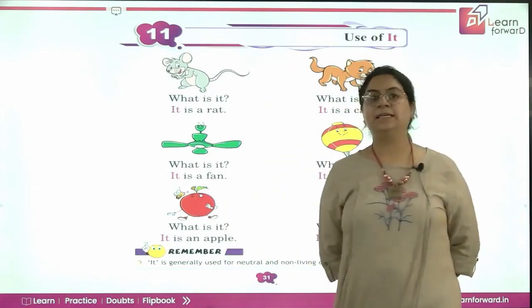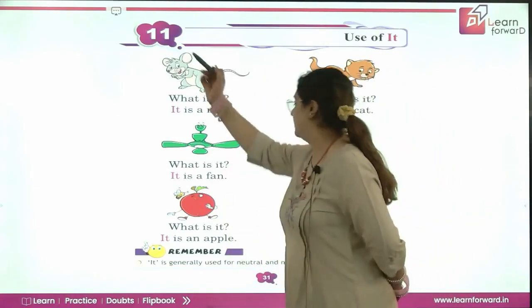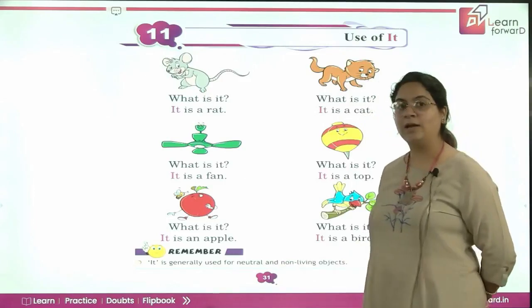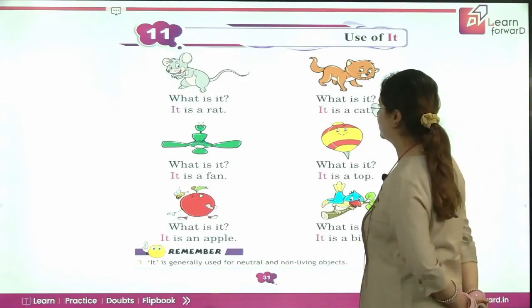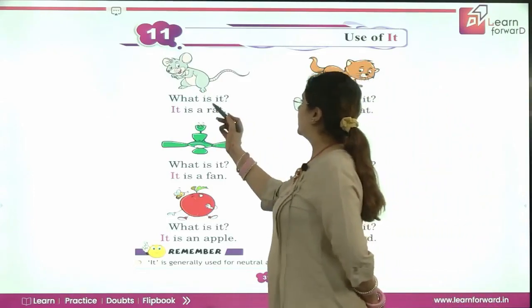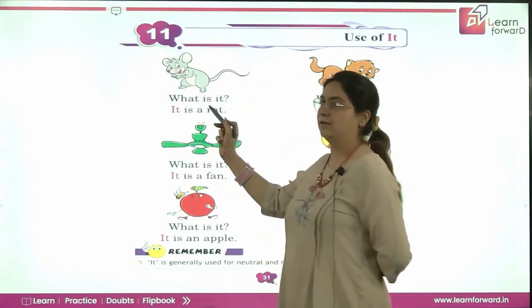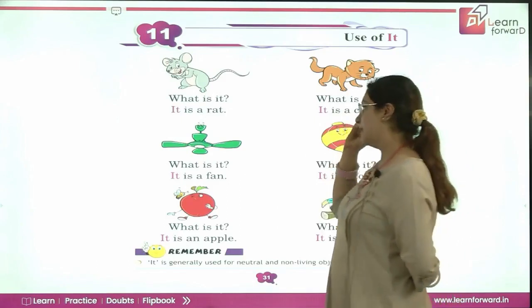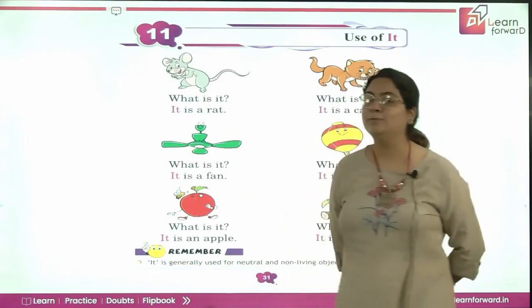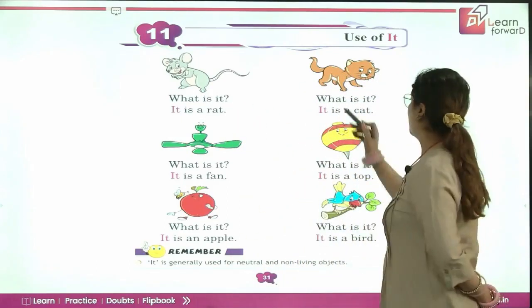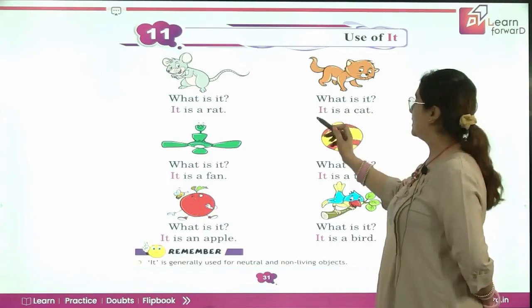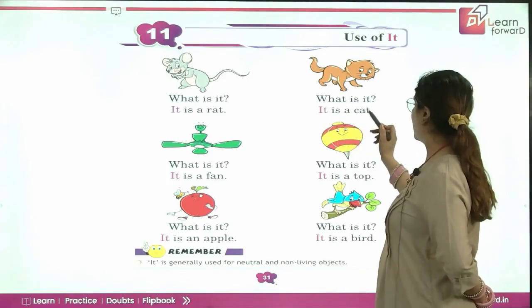It. I-T. It. Chapter number 11, page number 31. Yes. What is it? ये क्या है? It is a rat. Rat मतलब चूहा. What is it? It is a cat.